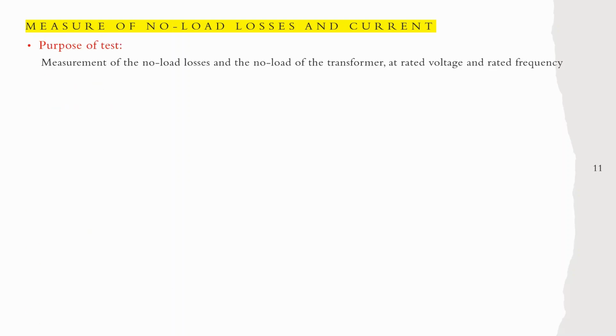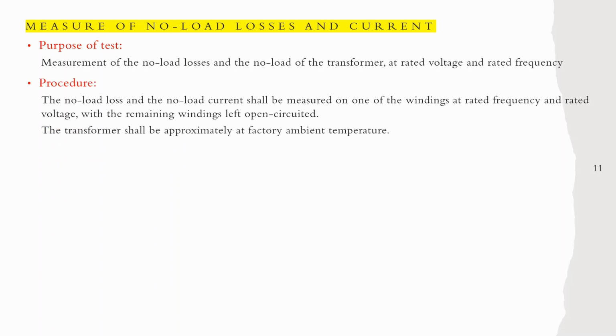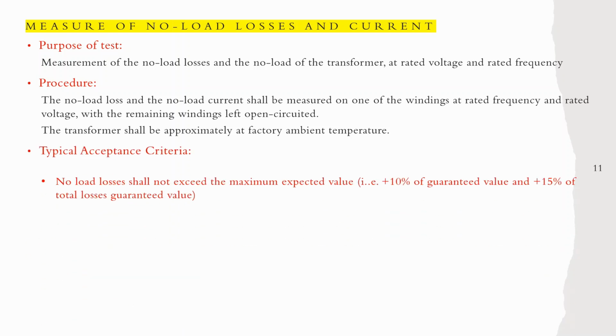So, measurement of no load losses and current. We have another test as well. The purpose of this measurement is to determine no load losses and no load current of the transformer at rated voltage and rated frequency. The procedure, you can see there: the winding at rated frequency, the transformer should be at approximately factory ambient temperature. Just follow that. Then the typical acceptance criteria.